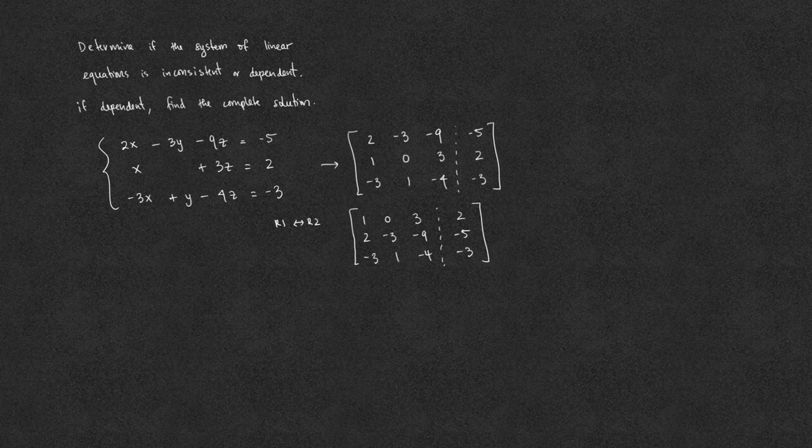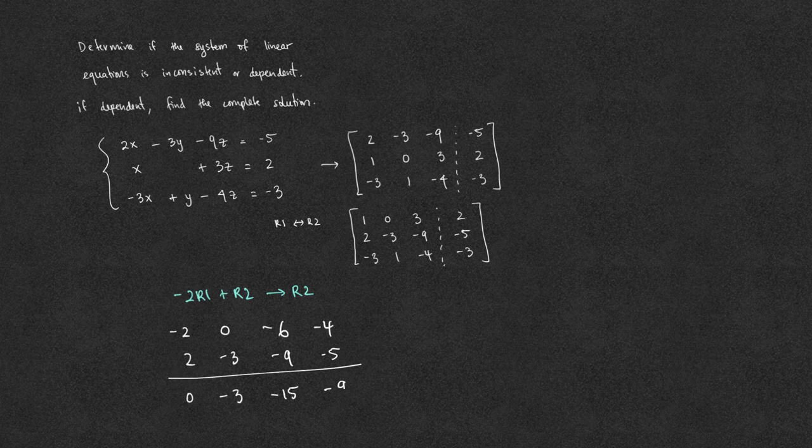We can perform the row operation negative 2 times row 1 and add to row 2 to obtain the new row 2. If we take negative 2 times row 1, we'll get negative 2 times 1, which is negative 2. Negative 2 times 0 is 0. Negative 2 times 3 is negative 6. Negative 2 times 2 is negative 4. And row 2 is 2, negative 3, negative 9, negative 5. Adding column-wise, we'll get 0, negative 3, negative 15, negative 9. And this will go to row 2.